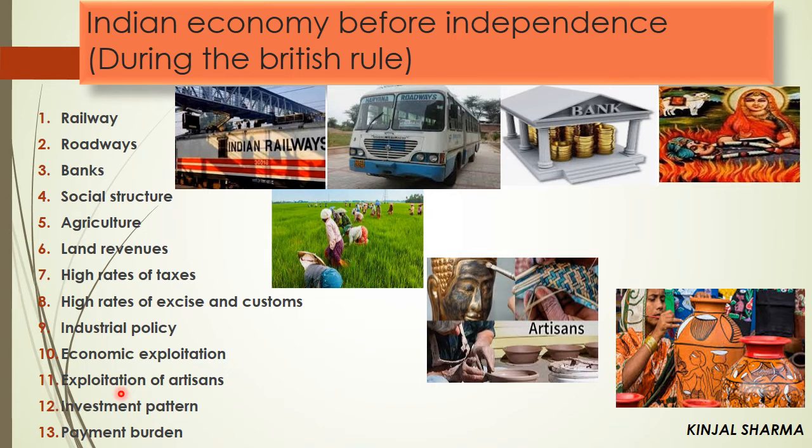Now the British government or East India Company exploited artisans by obtaining goods from them at 15 to 40% lower prices and sold them in the world at higher prices and made high profits. That is, what they used to do is buy the goods from the artists of India at a very low price, and sell them in the market at a very high price, which led to a very good amount of profits.